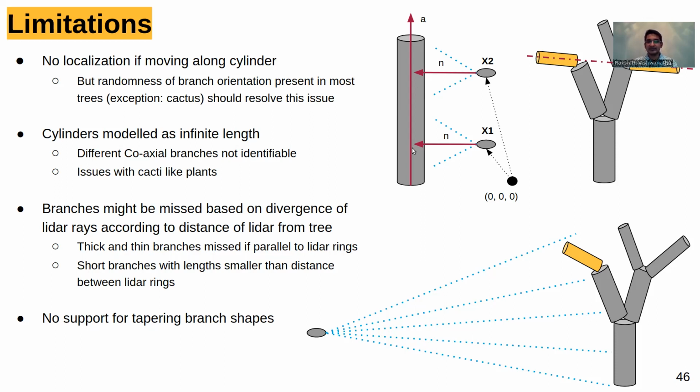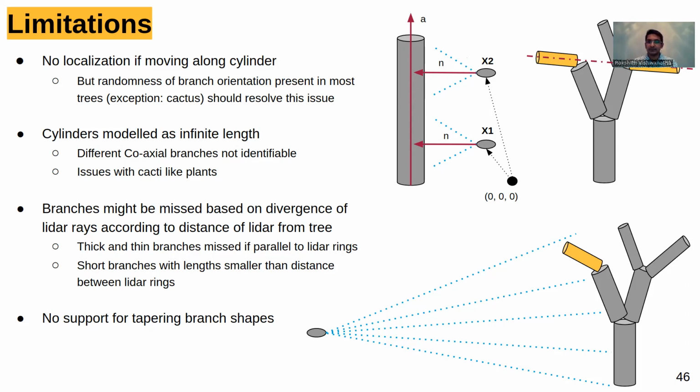However, in most trees, trunks are not completely parallel to each other, and because of their branching out and fanning out nature and some amount of randomness, this kind of problem should not occur unless it's a very, very tall tree with highly minimal branching, like sequoias or something of that sort.